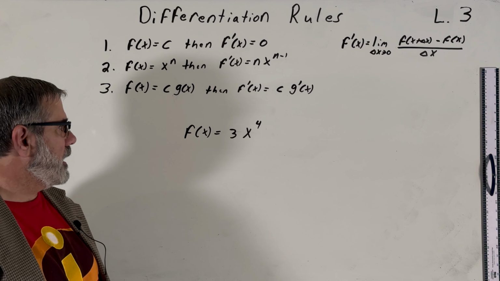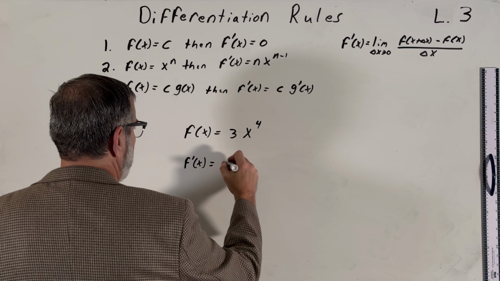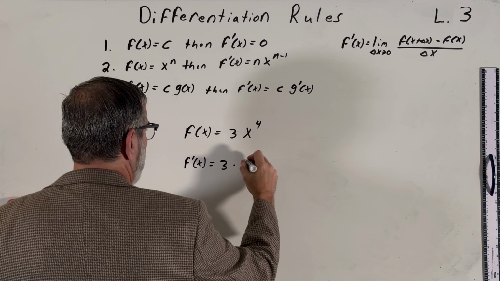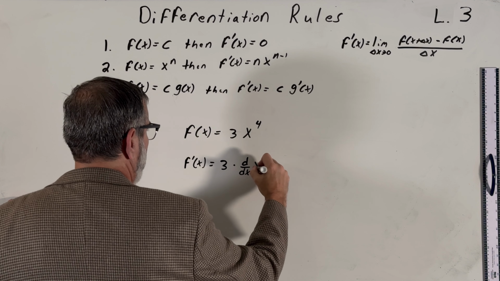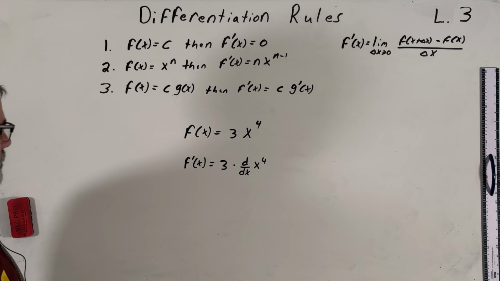4. So f prime of x is going to be equal to, using rule 3, 3 times the derivative of x to the 4th. That's using rule 3. And so that will be 3 times the derivative of x to the 4th. Well, we use rule 2 for that, where n is equal to 4. So we'll have 4 times x to the 4 minus 1. And that's just equal to 12 times x to the 4 minus 1, which is 3, so x cubed. 12x cubed.